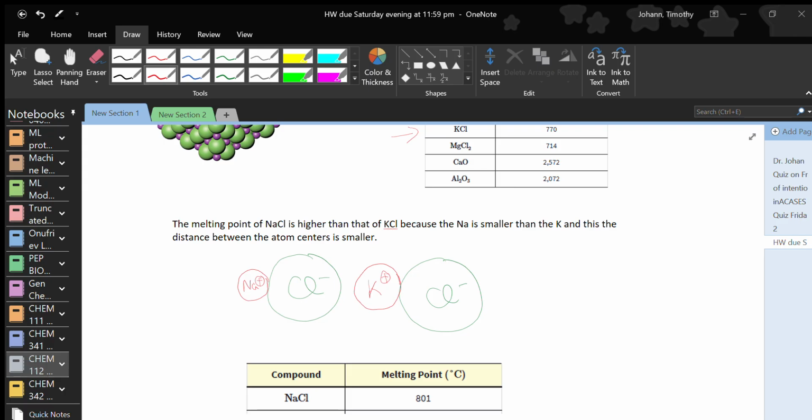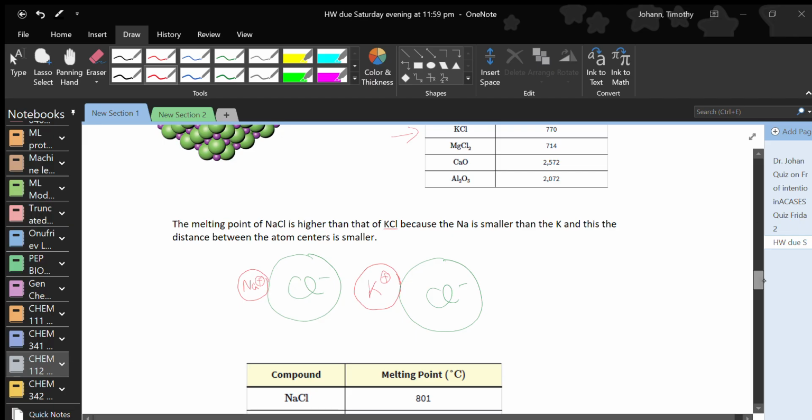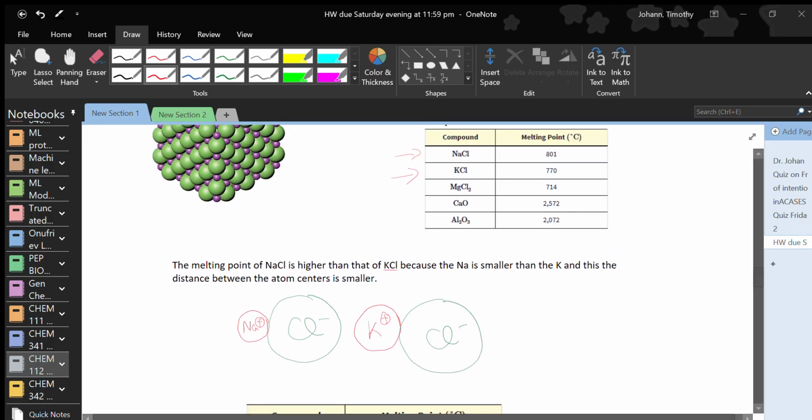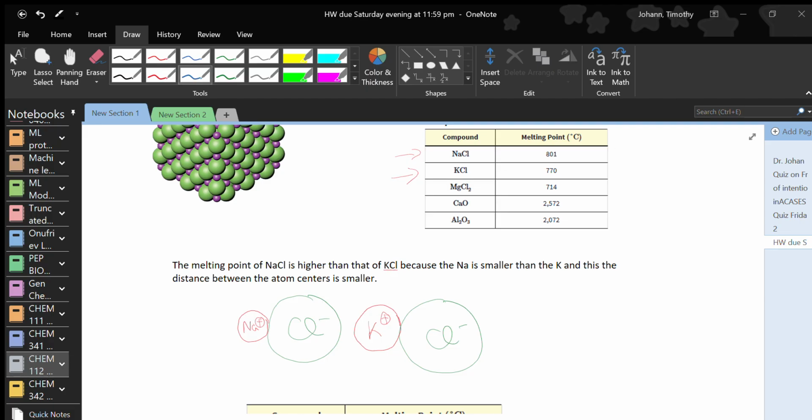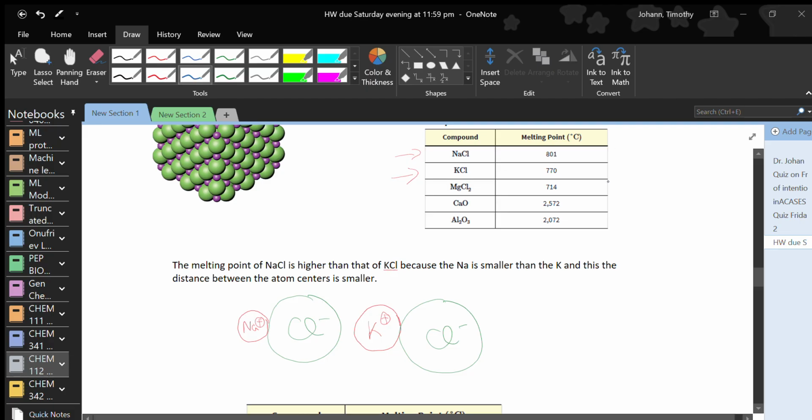All right, so we had one step down the periodic table there for distances. What about comparing these two? Magnesium chloride and calcium oxide. I want you to look at that one and just think about it briefly.